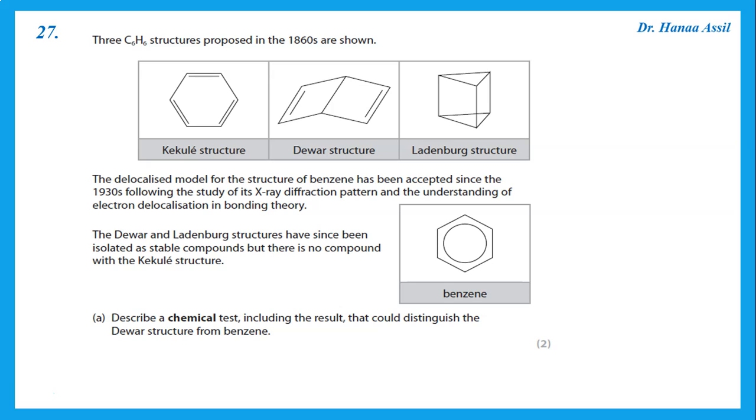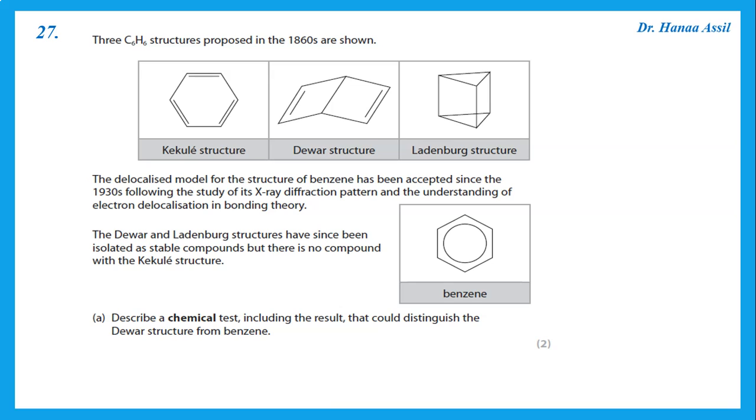Describe a chemical test, including the result, that could distinguish the Dewar from benzene. Where is the Dewar? The Dewar is the one that has double bonds. And the benzene, we said the double bonds are delocalized around the benzene ring. So which chemical test can we use to distinguish between them?